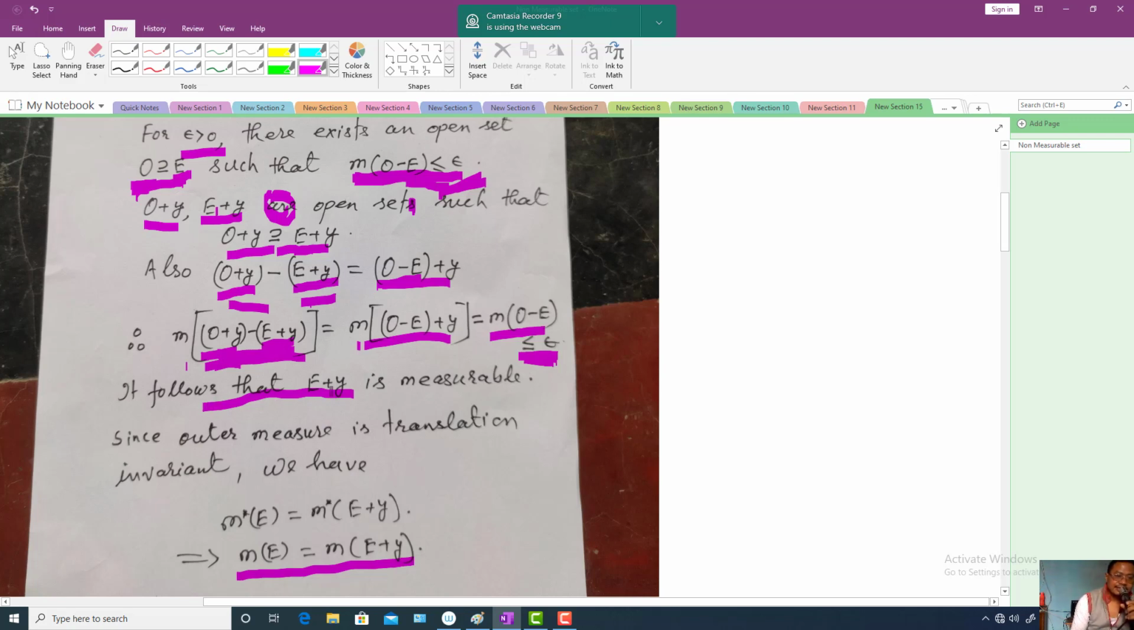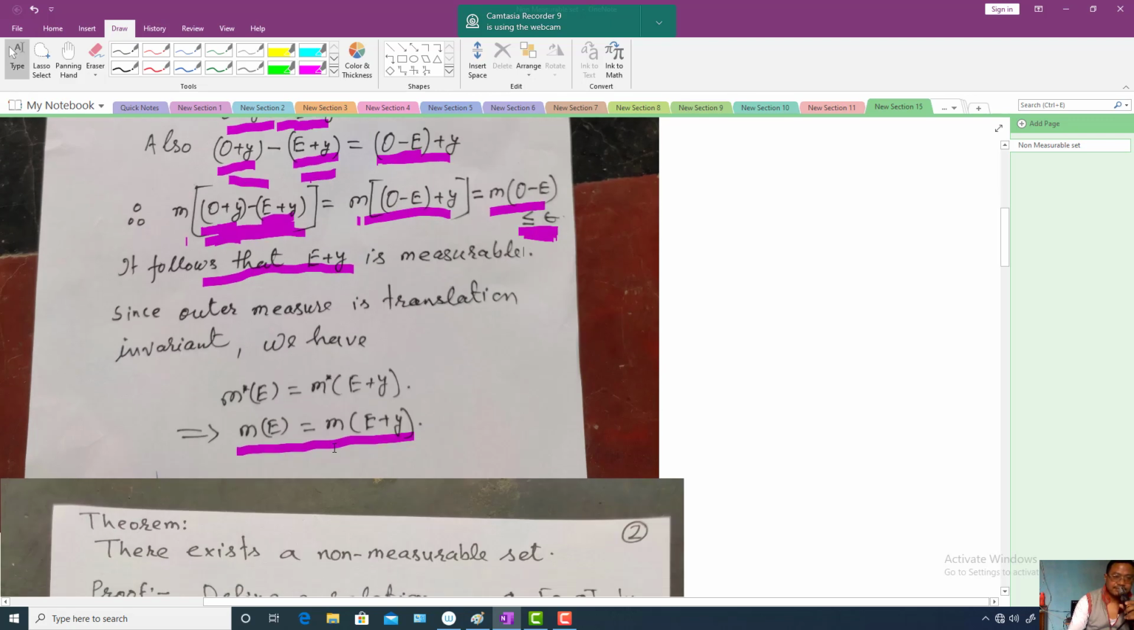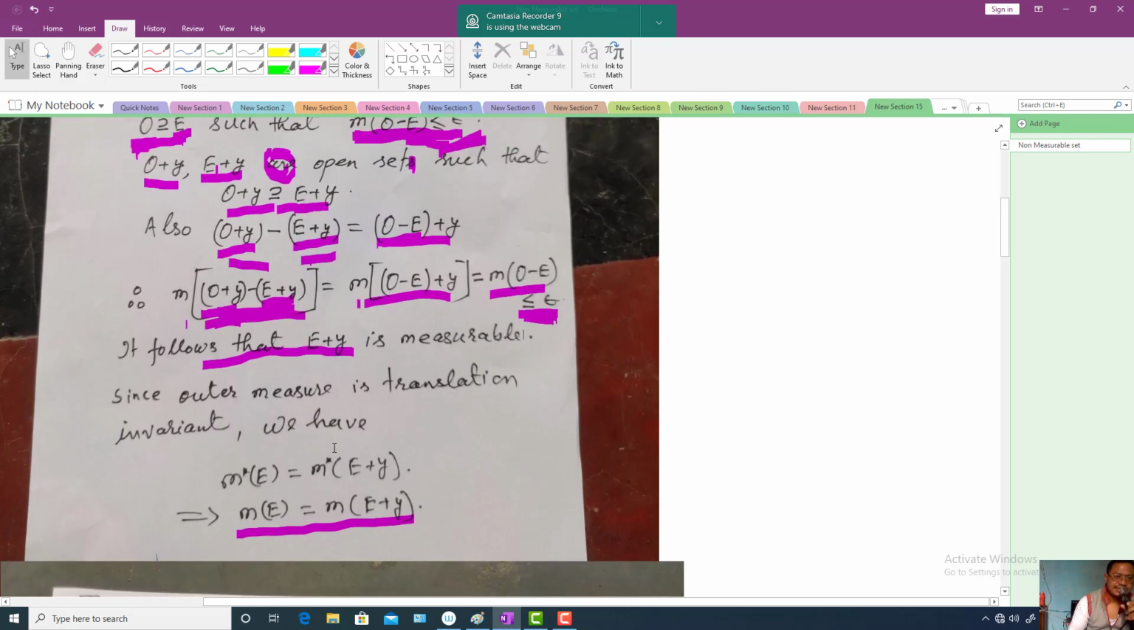It follows that E plus y is measurable since outer measure is translation invariant. So I told you here I drop m star. We have m star E is equal to m star E plus y, but this being measurable and E also measurable, m star E is equal to m E is equal to m E plus y. So this completes the proof.